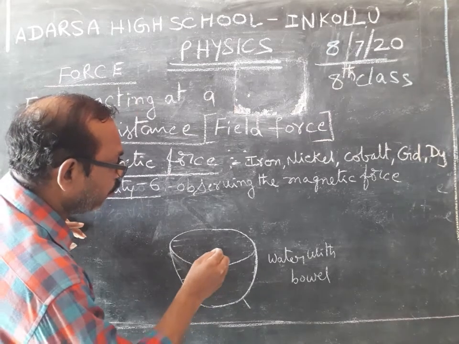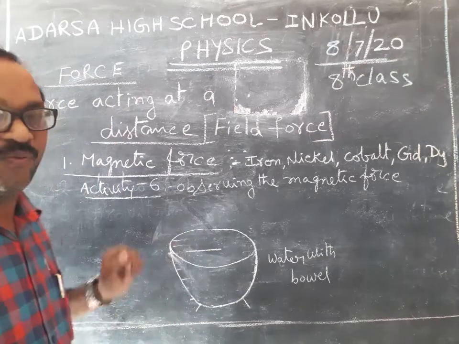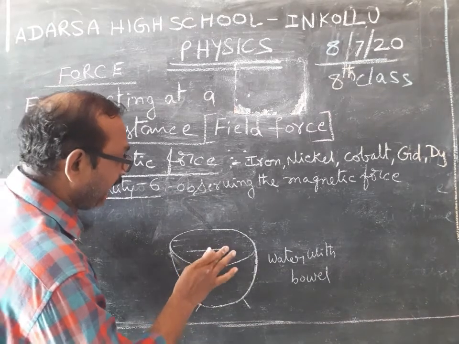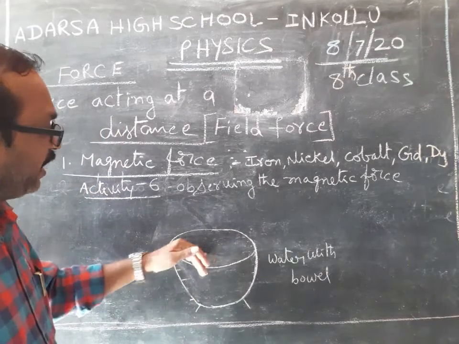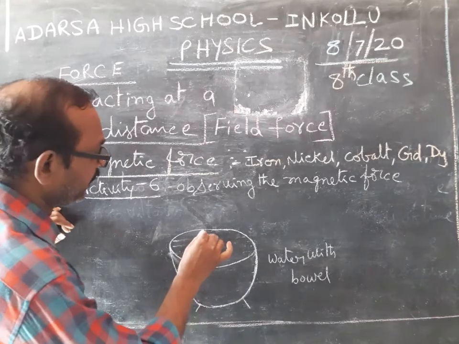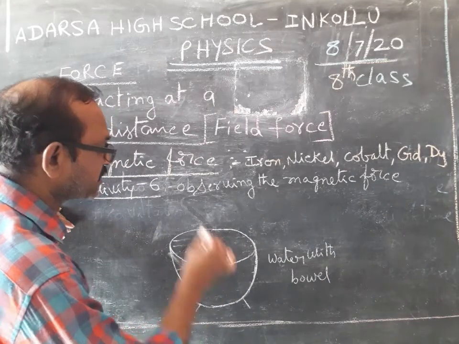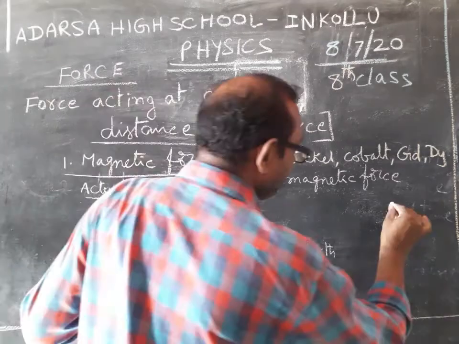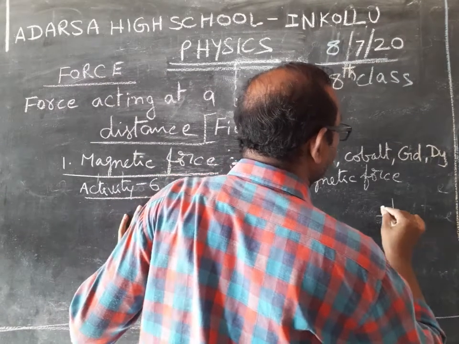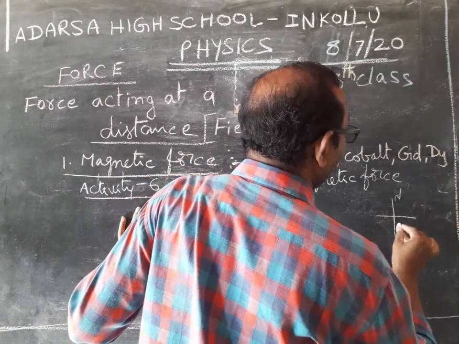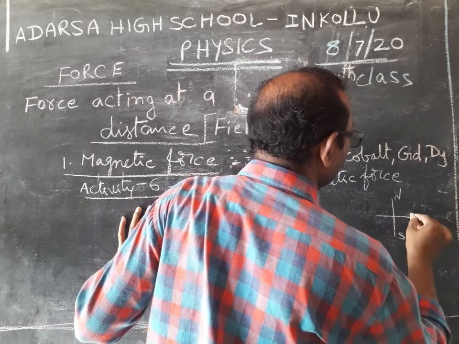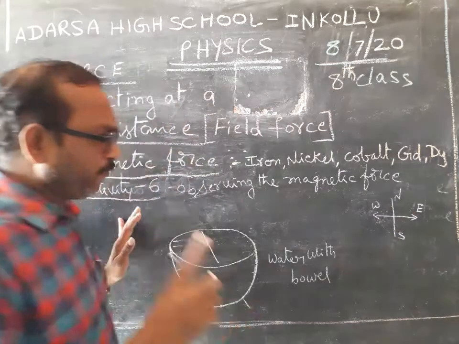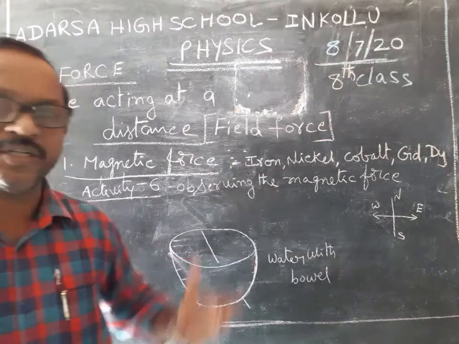So here one needle is there. You keep one needle in this water, and it will settle in this direction. What is this one? Some directions are there for our land also: north pole, south pole, east, west. We need only the north and south.